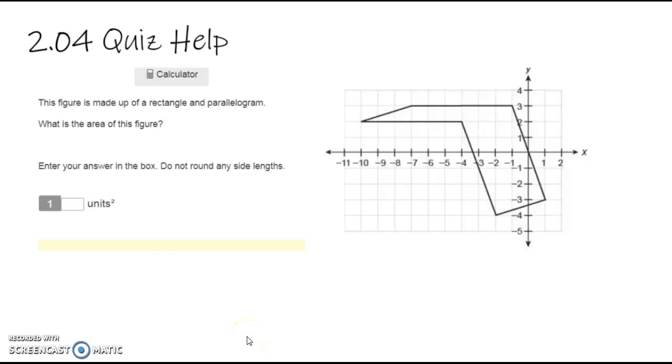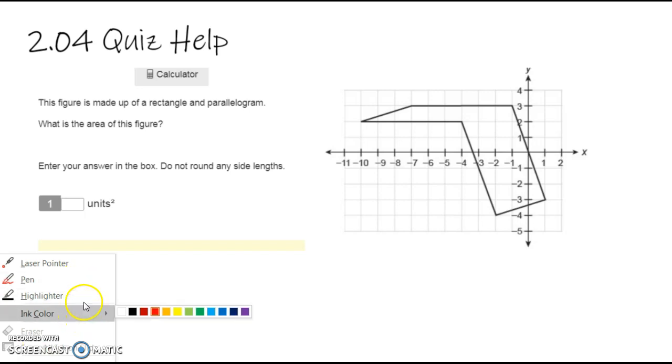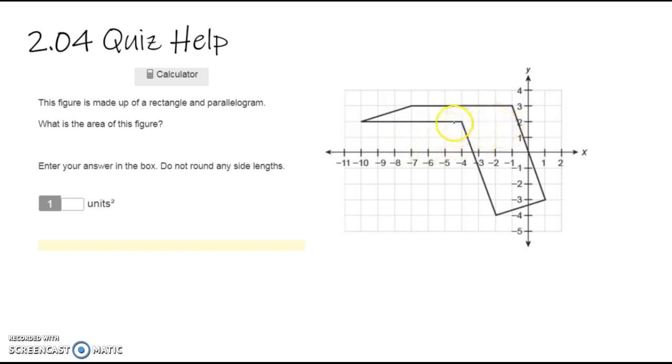So here we have some problems from the 2.04 quiz. This is a composite figure in the coordinate plane. This one's made up of a rectangle and a parallelogram, and we want to know what the area is. So they're kind of giving you a hint by telling you what it's made up of: a rectangle and a parallelogram.